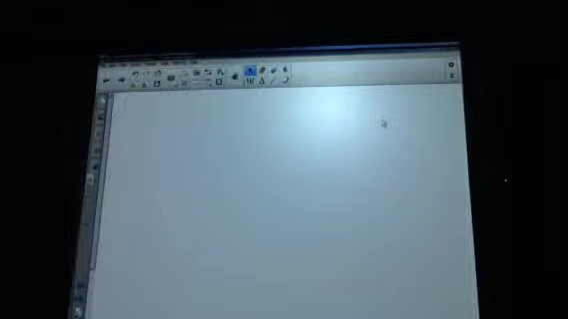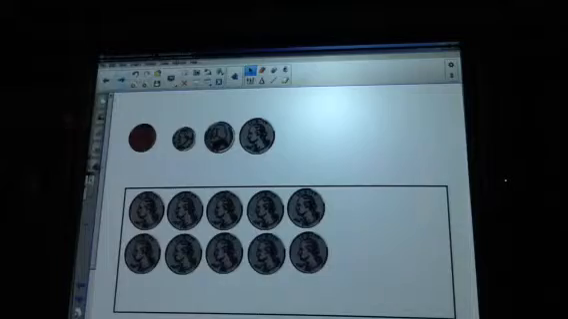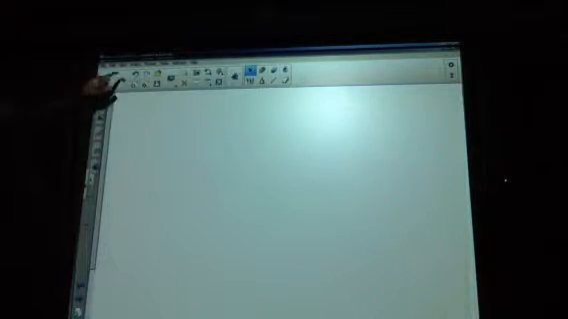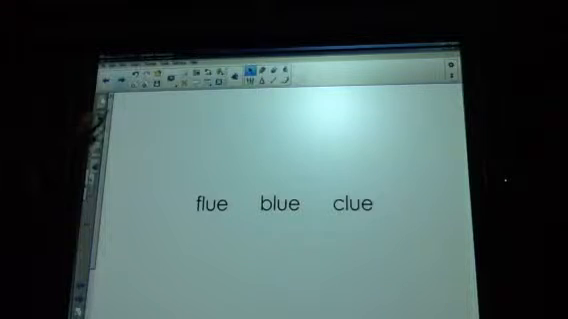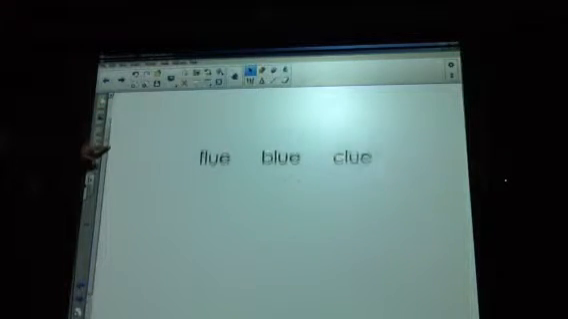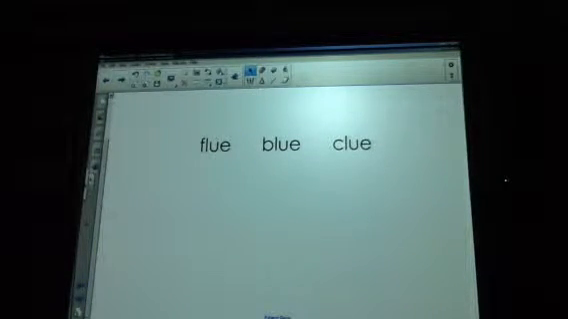Echo these words and listen for a sound they all have in common. Flu. Blue. Clue. What sound do you hear in all of these words? Ooh. Let's look at them and see what's making the ooh sound. U-E. Very good.